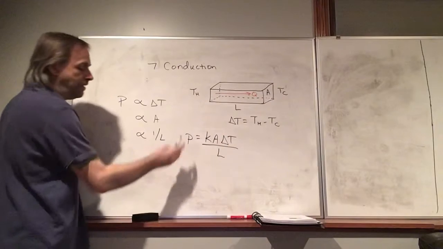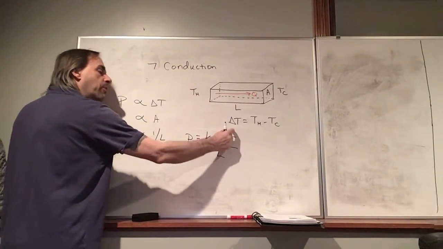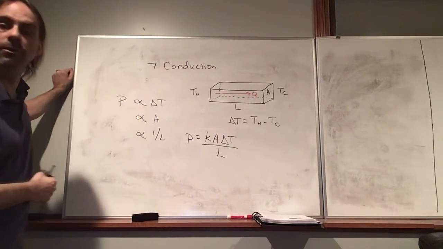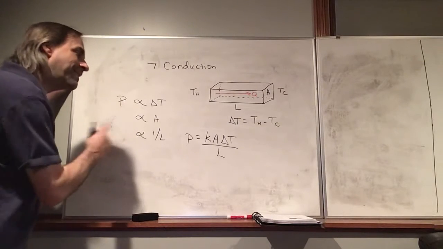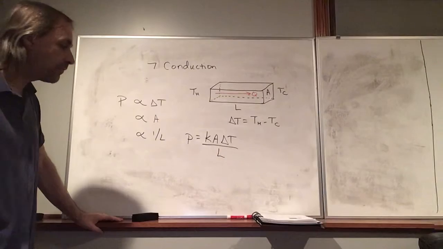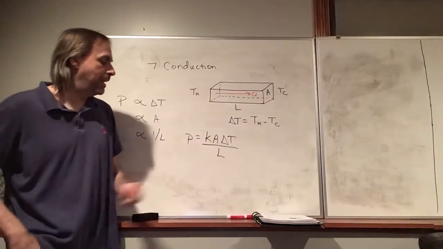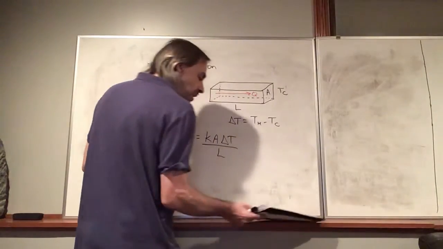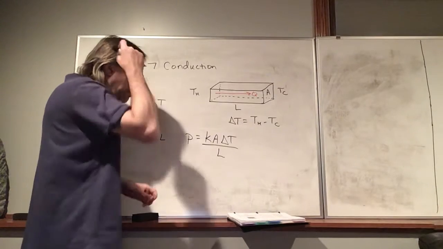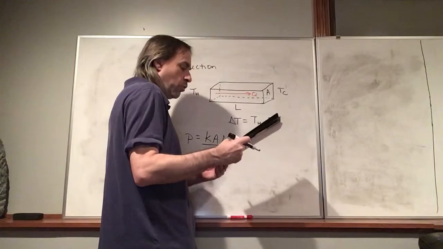So again, we can see here power is proportional to area, it's proportional to the change in temperature, and it's inversely proportional to the length. And this K is the coefficient that's a measure of how quickly this heat's going to flow. This depends on the material. It's called the thermal conductivity. And I'm going to write down a few examples. Again, there's a table in the book.